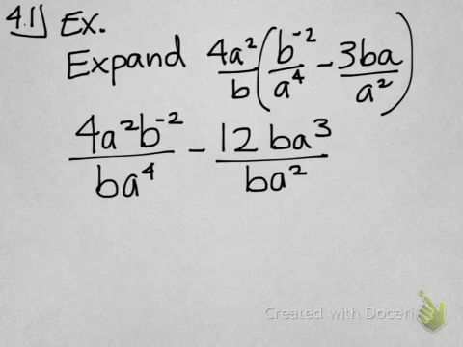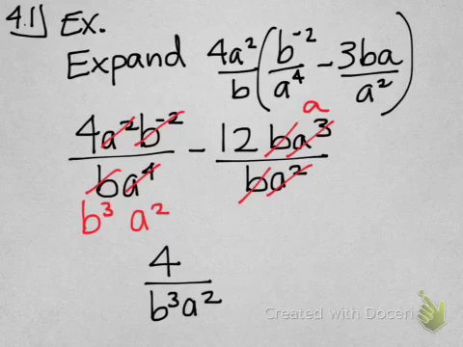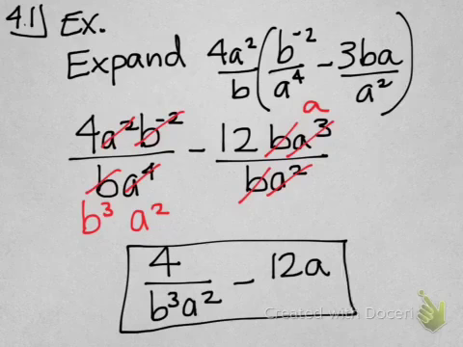Okay, now we can simplify and cancel here. So those b's are going to cancel out. A cubed over a squared is going to leave us with an a. Over on the other side, we have b to the negative 2, and b is going to leave us with b cubed on the bottom. And then that a squared and a to the 4th will cancel out, and we'll have a squared on the bottom. So our final answer is going to be 4 over b cubed a squared, minus 12a.